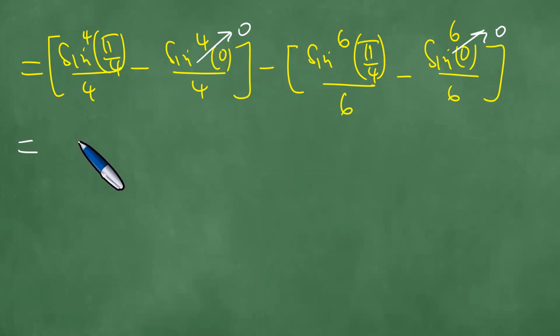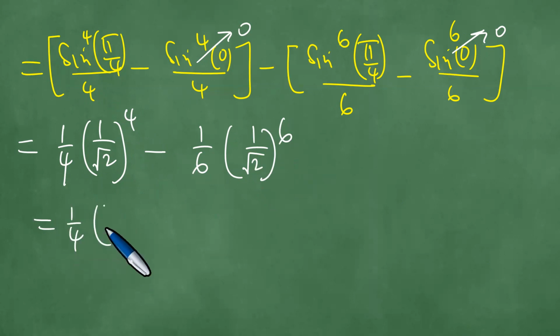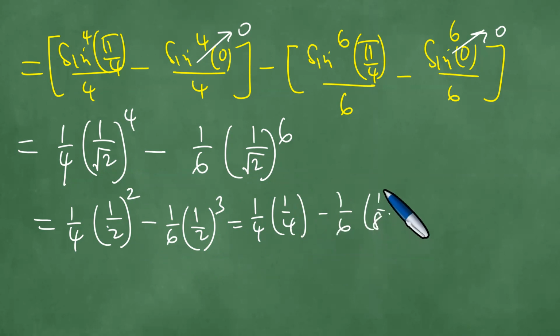And what are we left with at this point? We're left with 1/4 times the sine of pi over 4, which is 1 over the square root of 2, to the 4th power, minus 1 over 6 times 1 over the square root of 2 to the 6th power. If you raise this to the 4th power, the square root is like a power of 1/2, so half of 4 is 2. Same here, 1/2 of 6 becomes a 3. So this is 1/4 times 1/4, minus 1/6 times 1/8, which is 1 out of 48.